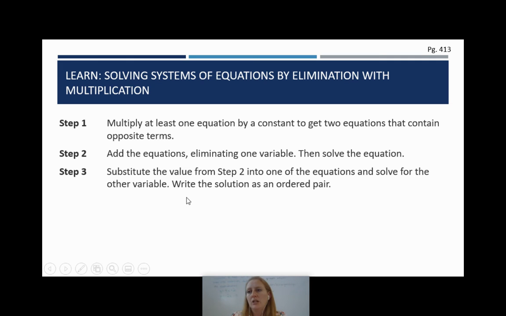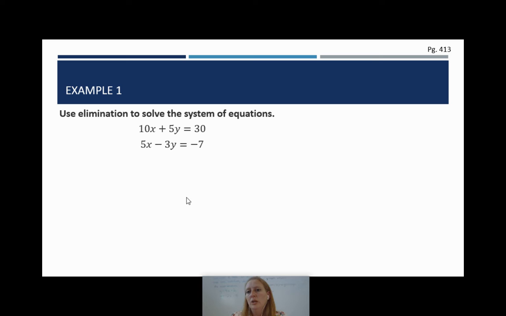So if we come over here, example 1 on page 413, I would like to use elimination to solve the system of equations. But I see 10x plus 5y equals 30. I see 5x minus 3y equals negative 7. 10 and 5 are not opposites. They are not the same. 5 and negative 3 are not opposites, and they're not the same. So this is a classic case where I need to do a little multiplication.